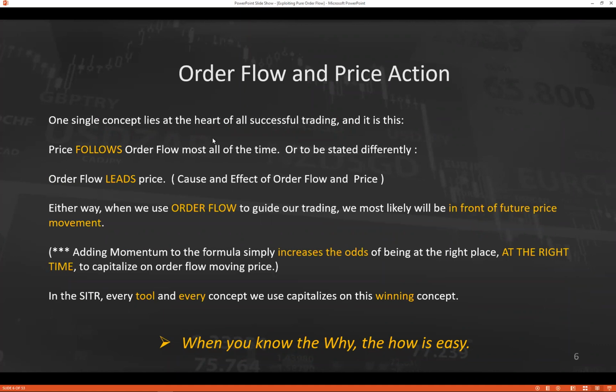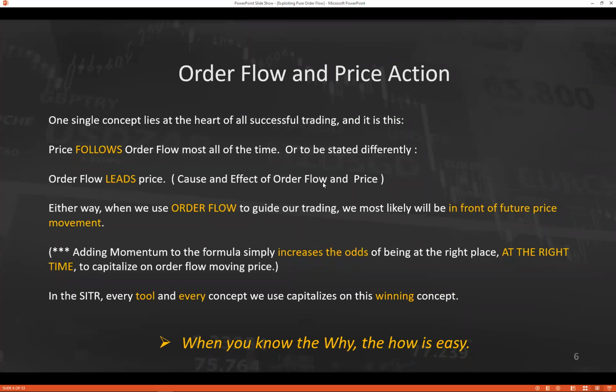If you get this, you won't have any problem in trading. The single concept that lies at the heart of all successful trading is this: price follows order flow most all of the time, or order flow leads price. Okay, the cause and effect of order flow and price. If there were no order flow, price would stop.